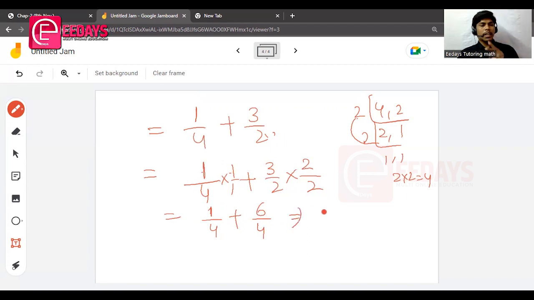Already the denominators are both equal to 4. You can write like this, take 4 common here. Now the numerator is 1 plus 6, so you'll get 7 by 4. 1 plus 6 is 7, 7 by 4, that's it. I hope everyone understood how to do the LCM. The same procedure I applied here.